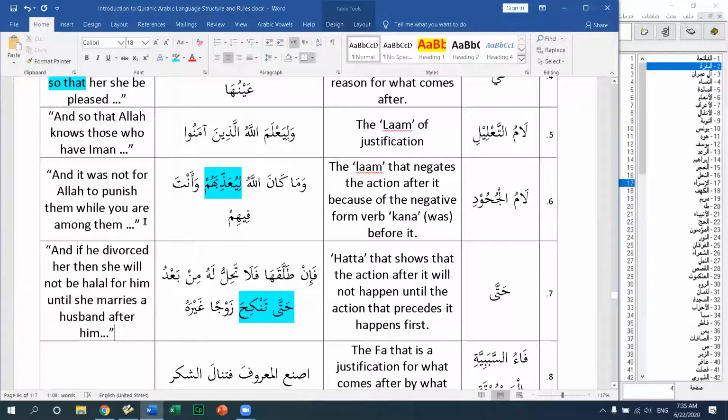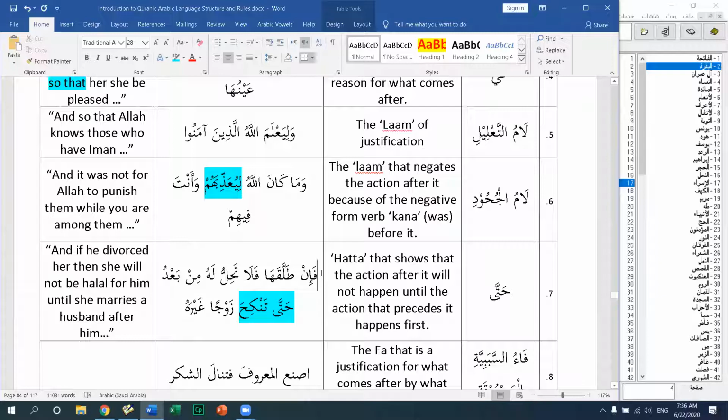Let me explain this first. So I'll put this in context. This ayah is talking about a man who divorced his wife for the third time. I don't want to digress into a detailed discussion of divorce. I'm just going to give you this alone, and we go back to grammar.